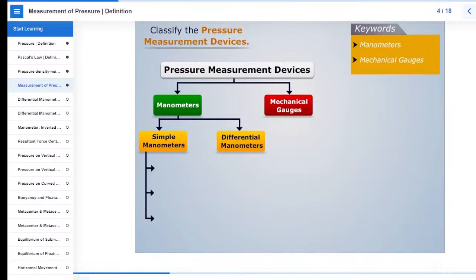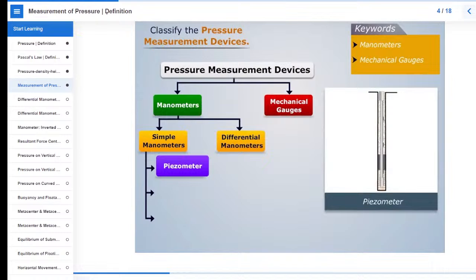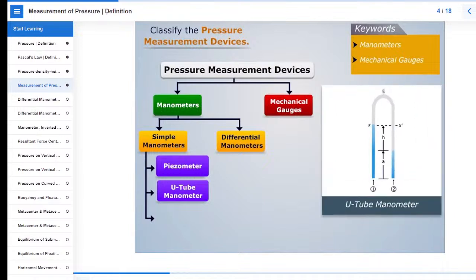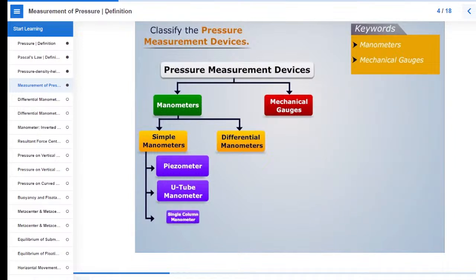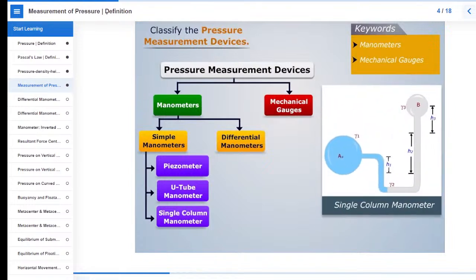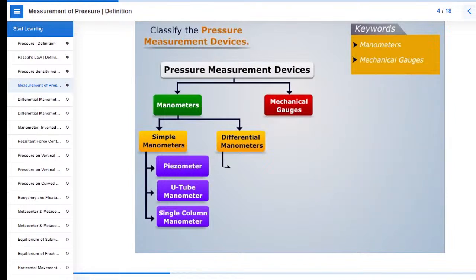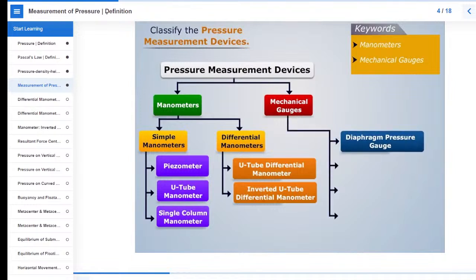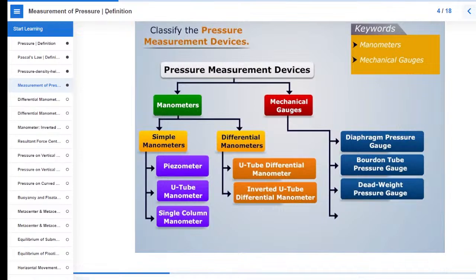Simple manometers are further subdivided into piezometer, U-tube manometer, and single column manometer. Differential manometers are further divided into U-tube differential manometer and inverted U-tube differential manometer. The mechanical gauges are divided into diaphragm pressure gauge, Bourdon tube pressure gauge, dead weight pressure gauge, bellows pressure gauge.